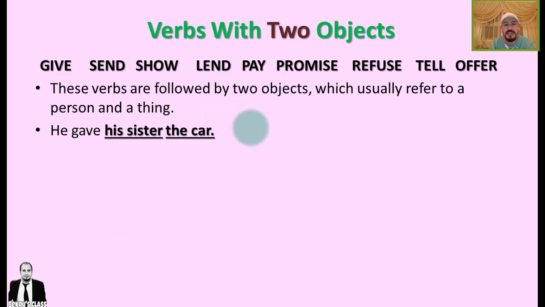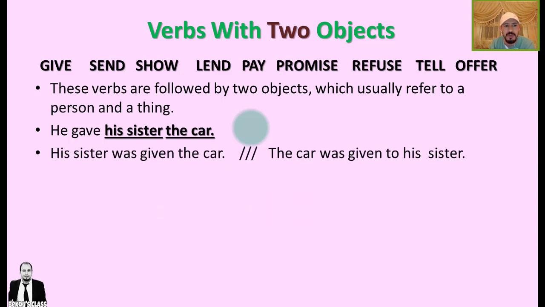He gave his sister the car, or he gave the car to his sister. This is active. Now when it is put in the passive, we have to choose either to start with object number 1 or with object number 2. I put both of them here. His sister was given the car. Why did I say was here? Because the verb is in the simple past. If I begin my sentence with the car, I would say the car was given to his sister.